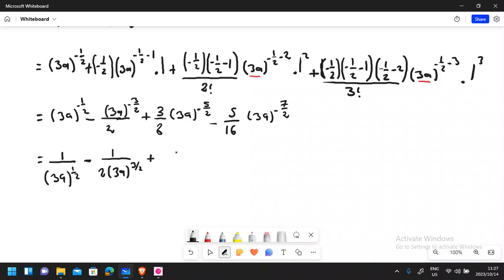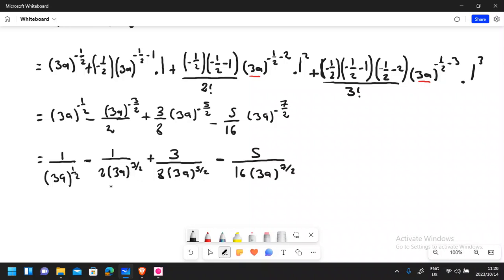So we're going to be left with 3 on the numerator, and then we're going to have 8 here, and then this is going to be 3a to the power of 5 over 2. Right, so far so good. And then this one minus, so we're going to be left with 5 on the numerator, and then we have 16 here, and this is going to be 3a to the power of 7 over 2.